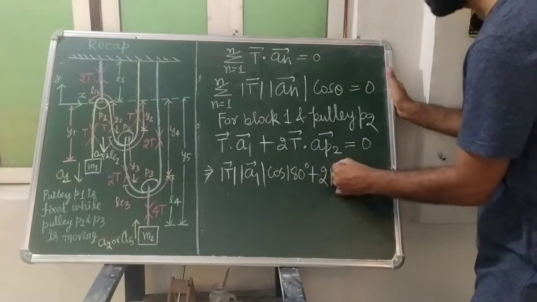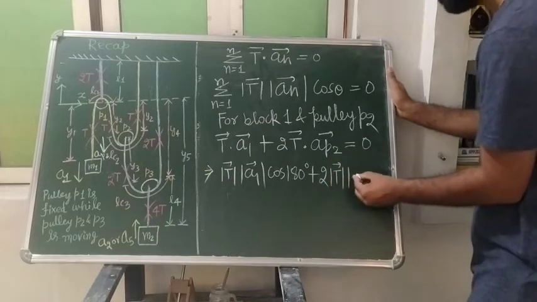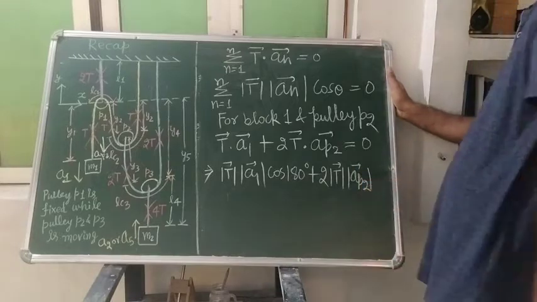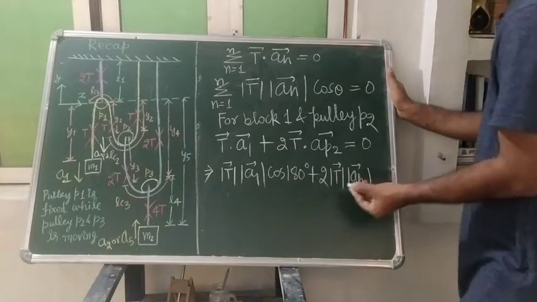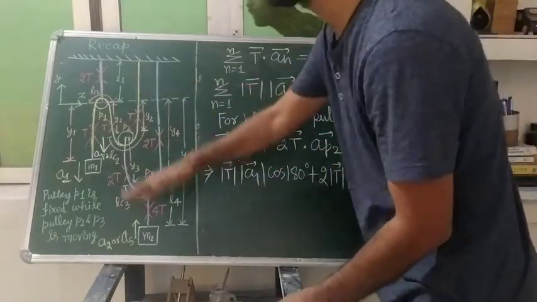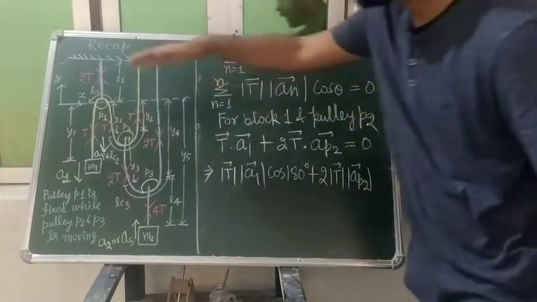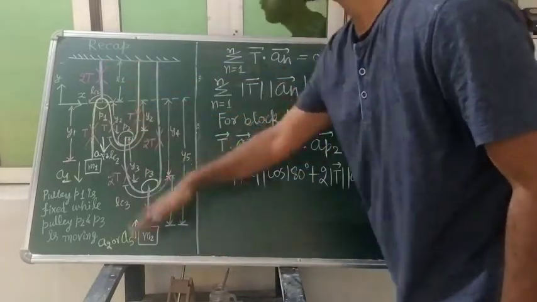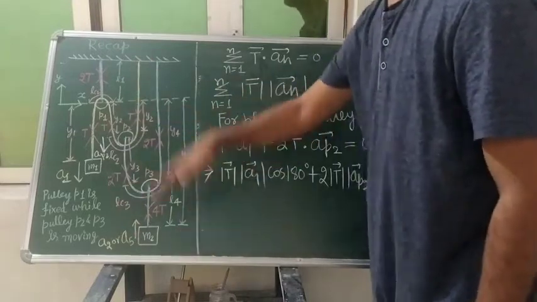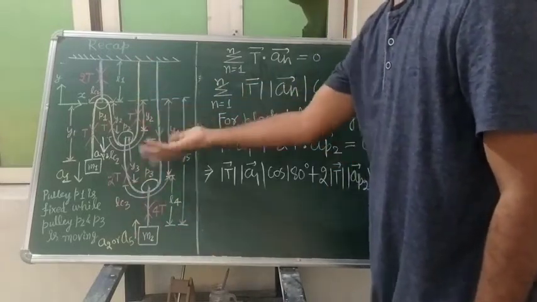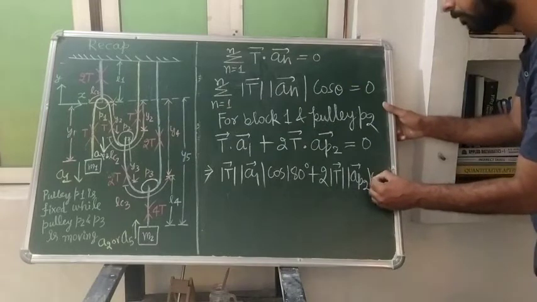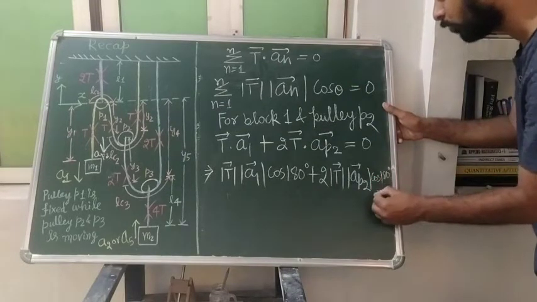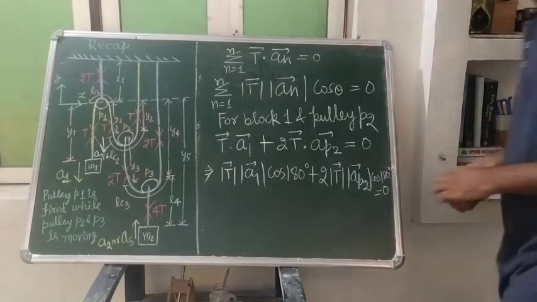The magnitude of the tension vector, times the magnitude of the acceleration vector AP2, which we are representing as the acceleration of that pulley P2, times cos theta. When you look here, here also it is 180. A2 we have assumed downside, and AP2 we have selected downside and the tension is acting upside, so that will be cos 180 degrees, and that should be equal to what? 0.